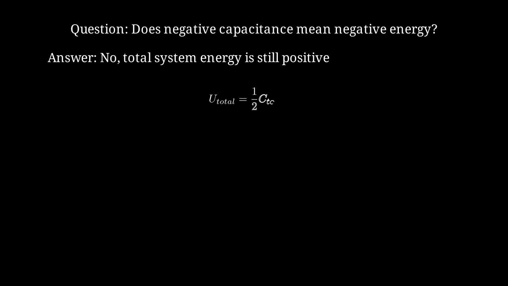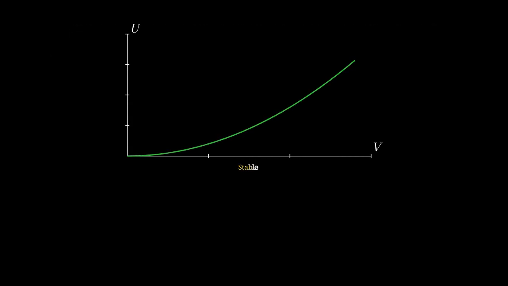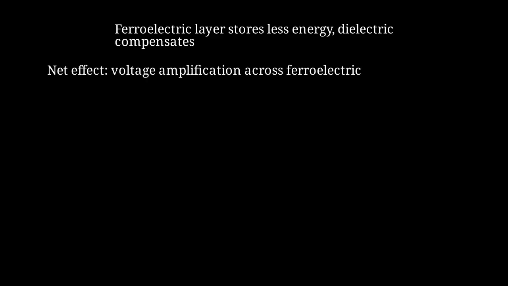The total energy is 1/2 C total V squared, and C total for the series combination is positive. This energy versus voltage plot shows the total energy is always positive and increases with voltage, maintaining stability. The ferroelectric layer stores less energy due to its negative capacitance, but the dielectric layer more than compensates. The net effect is voltage amplification across the ferroelectric, which is useful for low-power electronics.